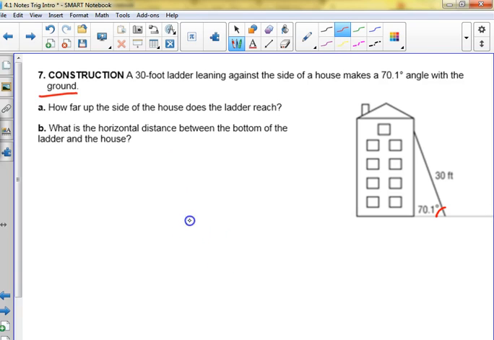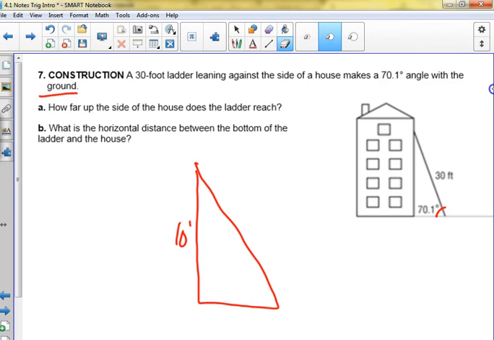OMG. I still get pre-calc students who draw this triangle and talk about the ladder, and they put, this is my 10-foot ladder, Ms. Hoffbauer. That's not the ladder, okay? That is not the ladder.